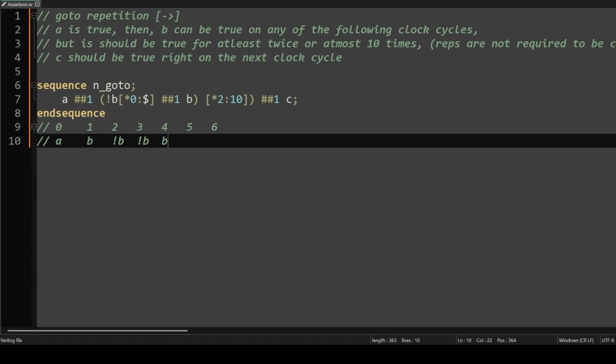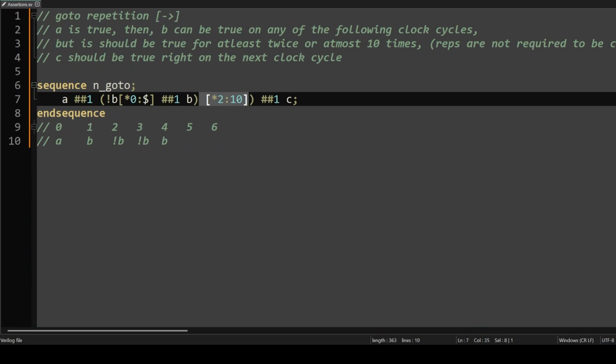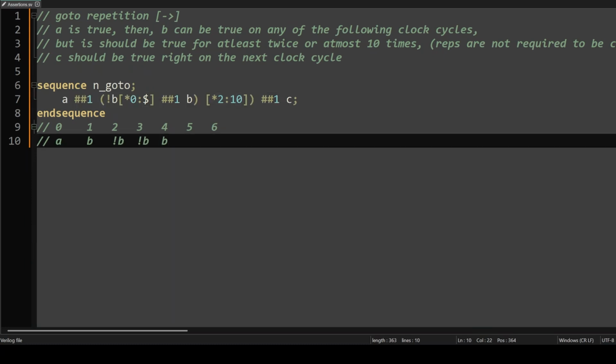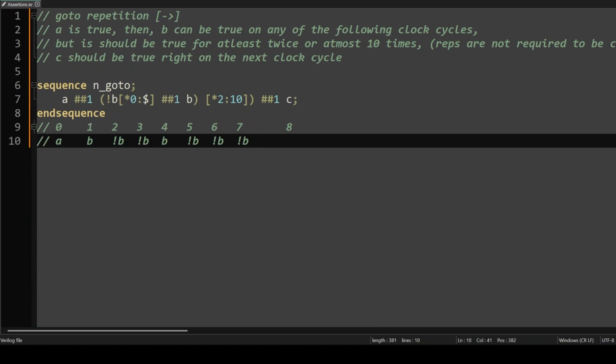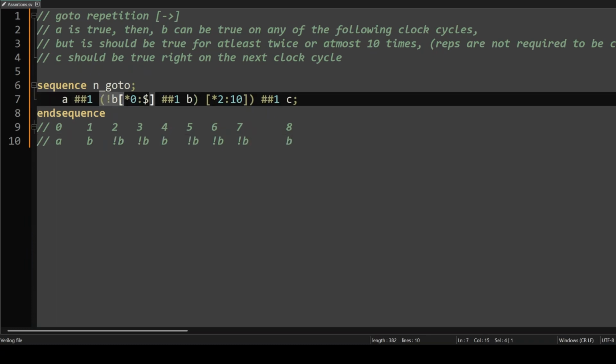So this already satisfies our condition. You could have way more B. I mean, it says at least 2 times and at most 10 times. So the same pattern could be repeated, let's say, for more number of times. Let's say B is not true again. Then on the 7th clock cycle also B is not true. Then on the 8th clock cycle, B is true. Then again we detected another pattern for this particular sequence.